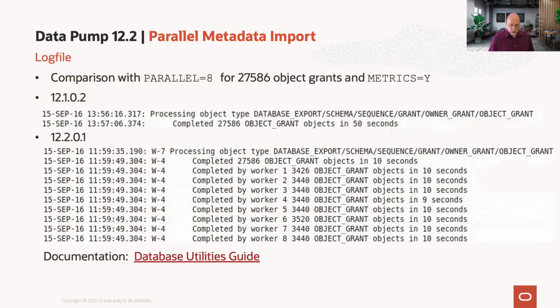So the comparison here, let's look at what happens with grants. You have a lot of grants in this database, over 27,000. A typical E-Business Suite database has hundreds of thousands of grants in it. If we are in 12.1.0.2, we import those grants in 50 seconds, which is pretty good on a per grant basis. But with parallelism, just going to 12.2.0.1, we can spread that across a number of workers. And as you see, we're importing 5 times faster. So 5 times faster for parallel 8. It's not linear scaling, but it's pretty good, right? It helps you take advantage of machine resources.